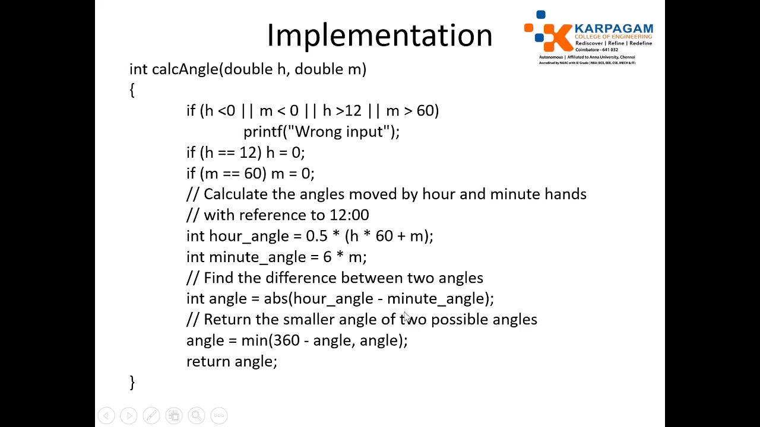Then it may exceed 180 degrees. To return the smaller angle of the two possible angles, we use a minimum function: minimum of 360 minus angle, comma, angle. Whichever is minimum is assigned to the angle variable, and finally you return the angle.